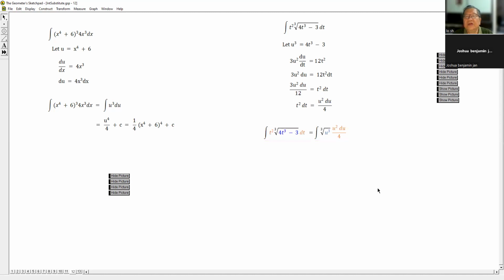Okay. So you look at the question. The blue color, 4t cubed minus 3. Because we say 4t cubed minus 3 equals u cubed, the blue color is u cubed.